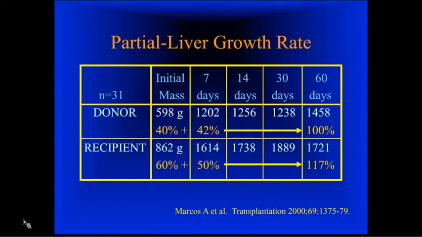So this study by Marcus back in the late 1990s used MRI studies looking at donors and recipients. They looked at 31 donors, and this is looking at the initial mass. So the donor is left with this amount, and the recipient gets this amount from the donor, and then following it across time, within a week we already see a significant increase in both the donor's and recipient's liver masses. And this continues all the way until we get a complete regeneration, a complete size.